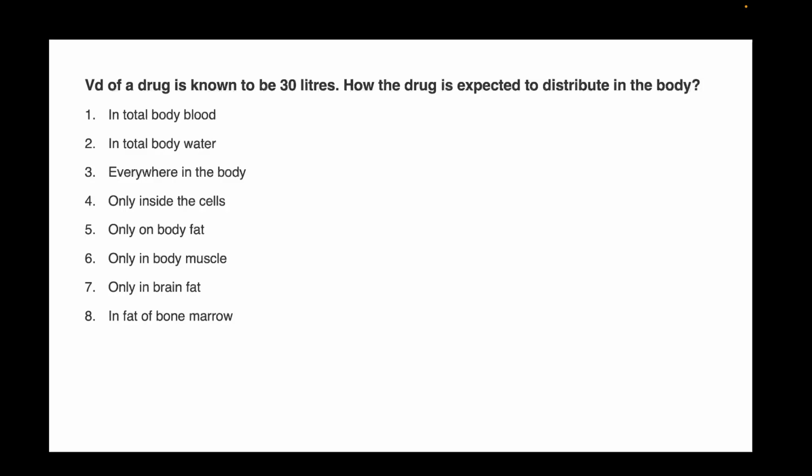Next question was: volume of distribution or VD of a drug is known to be 30 liters. How is the drug expected to distribute in the body? So there are different fixed ranges of volume for different compartments of the body. Blood, for example, is approximately 5 to 10 liters. Total body water is approximately 30 to 50 liters. And then fatty tissues and other tissues amount to more than this 50 liters, basically let's say 200 to 1000 liters.